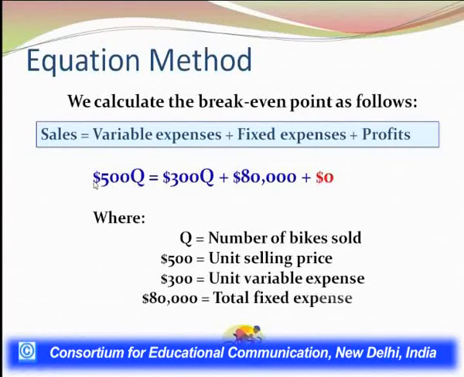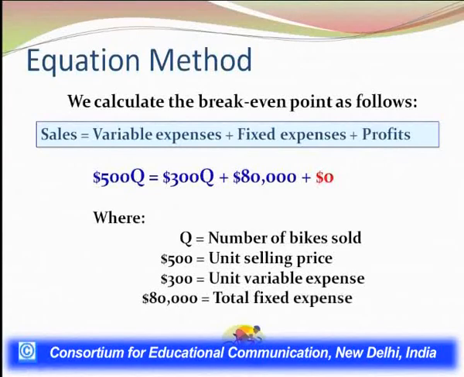So selling price is $500 into quantity is equal to variable cost per unit into quantity plus the fixed cost. Since at break-even point profits would be zero, that's why we are writing plus zero. So you just can refer, Q is the number of bikes sold here in this case, 500 is the unit price, selling price, 300 is unit variable expense, and 80,000 is the fixed cost.